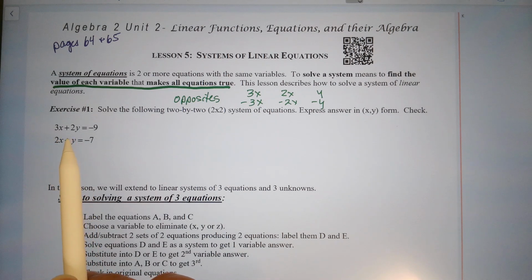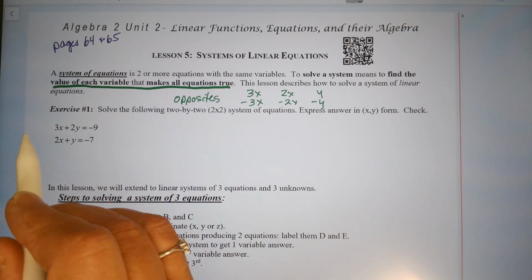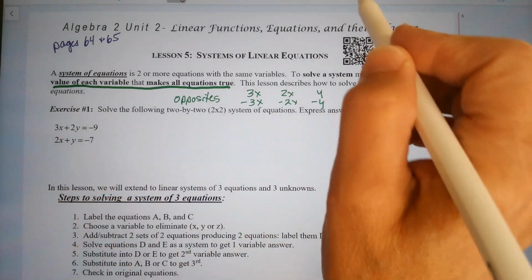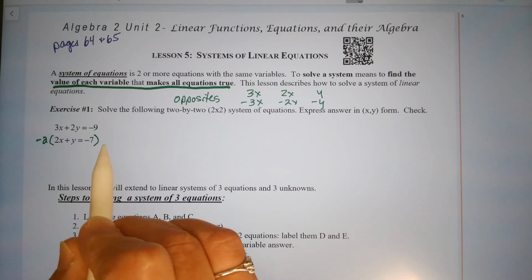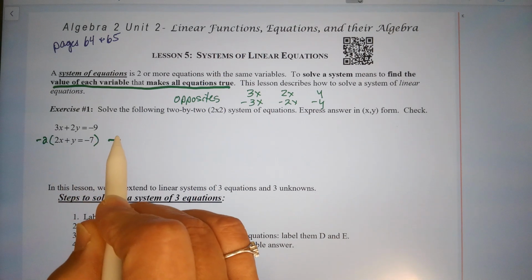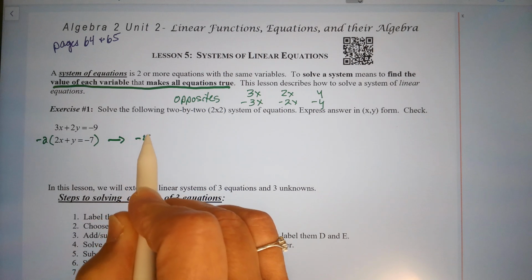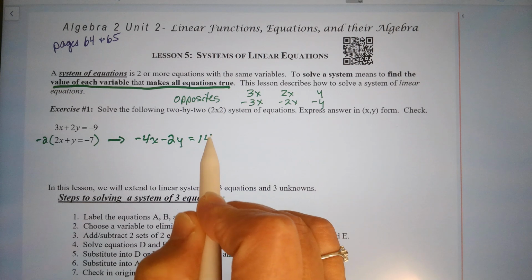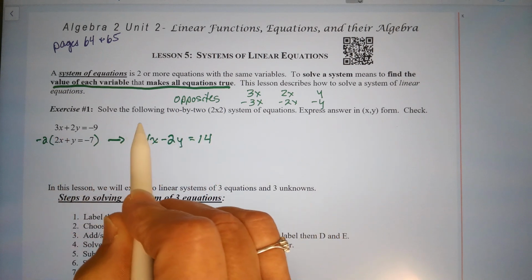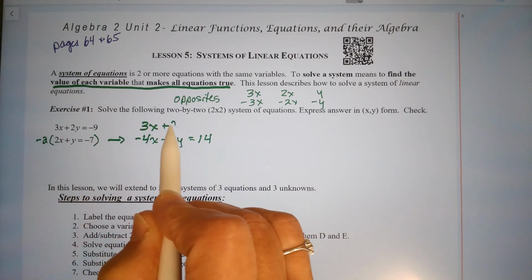So if I'm looking at my y's, I have a 2y and a 1y. All I need to do is take this second equation and multiply by -2, and then I would have opposite y terms. So that's what I'm going to do. I'm going to put a -2 out in front of the second equation, and I'm going to multiply every single term by -2. So this becomes -4x minus 2y equals +14. And just bring over the first equation, writing it right above it.